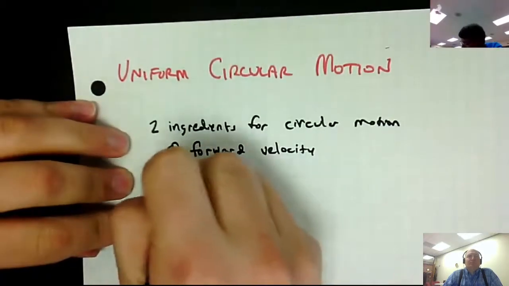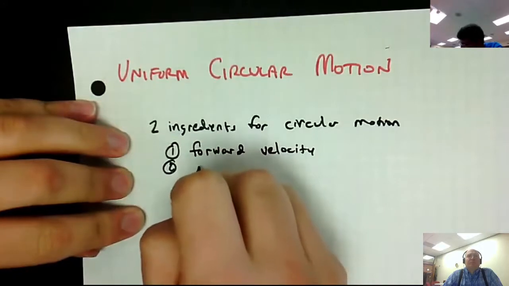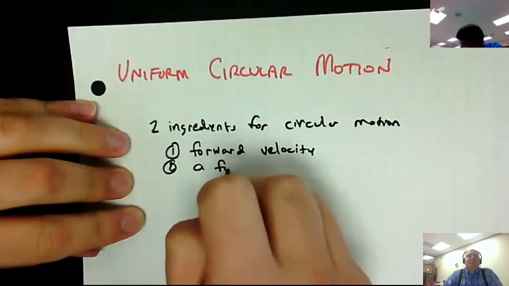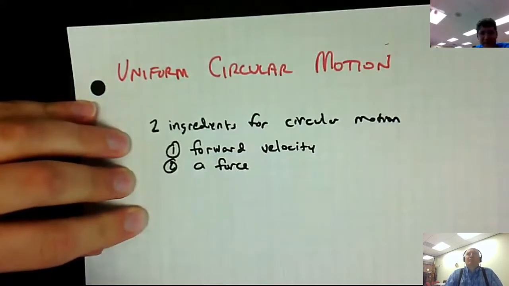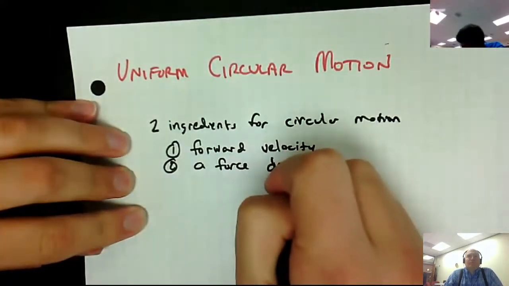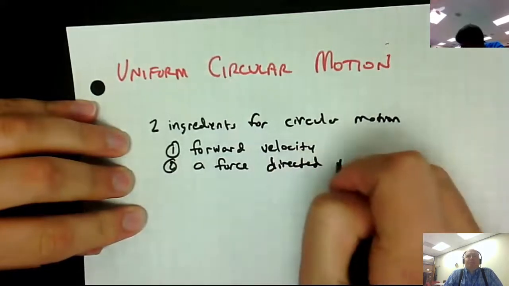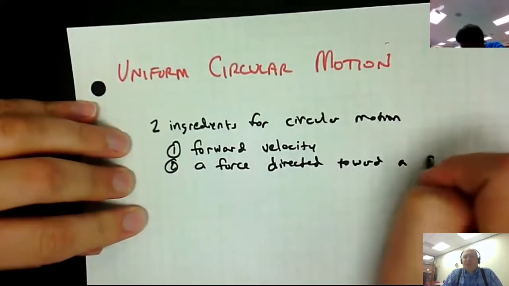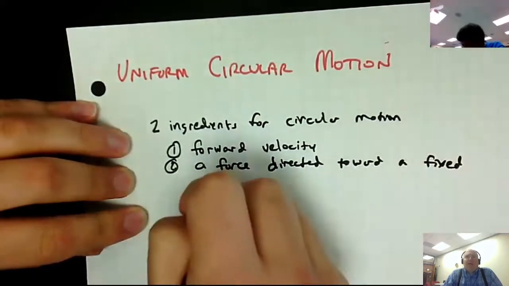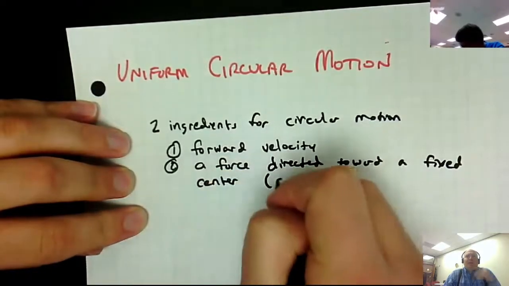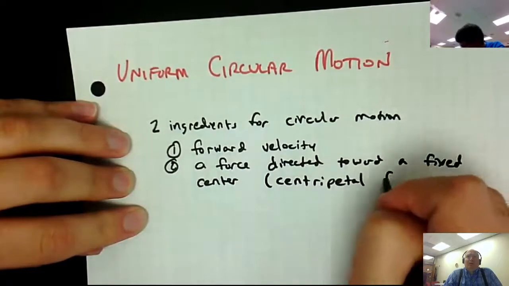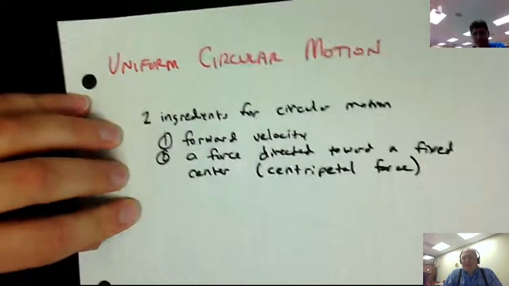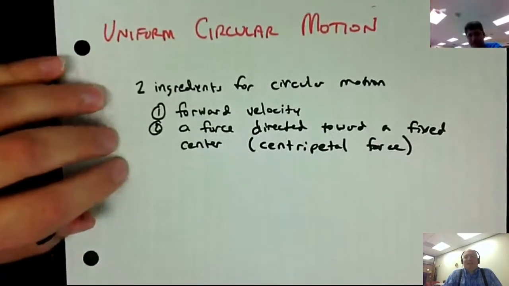And the second thing that you've got to have is something called a centripetal force, which is a force directed towards a fixed center. I like that. So he said centripetal, but he didn't write the word down, at least not yet. And again, we're going to refer to that as a centripetal force. Let's count how many times he says centrifugal. I'm going to guess zero.